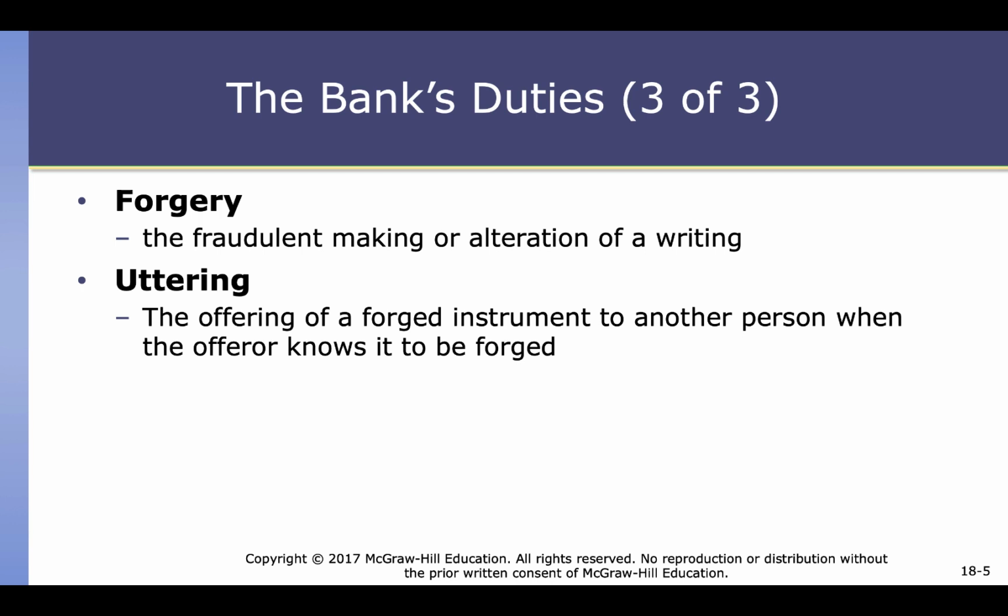The bank also has some duties with forgery and uttering. Forgery is a fraudulent making or alteration of a writing. So a forgery is committed when a person fraudulently writes or changes a check or other form of negotiable instrument and injures another. It's a crime, subject to fine and imprisonment. If a bank in good faith pays the altered amount of a check to a holder, it can deduct from the drawer's account only the amount of the check as it was originally written. And then uttering is the offering of a forged instrument to another person when the offeror knows it to be forged, and also a crime.